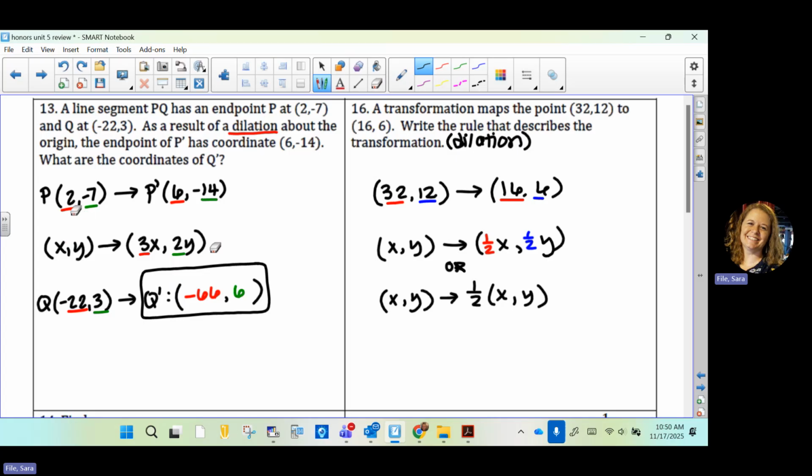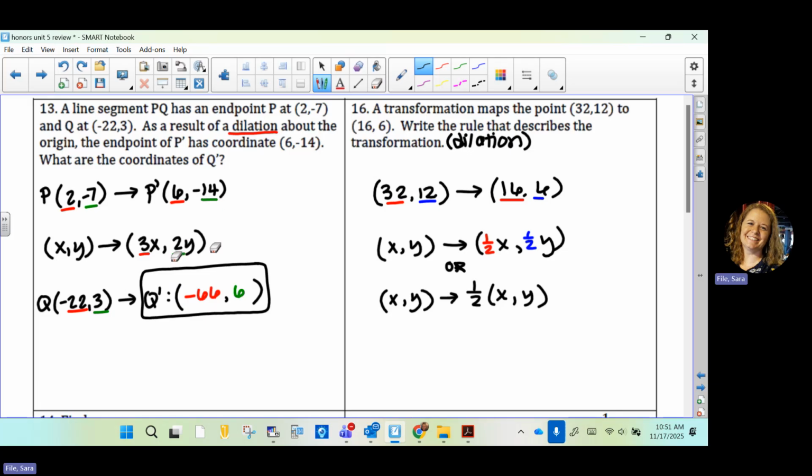So 2, -7 becomes 6, -14. So we look at those X's I underlined in red and the Y's I underlined in green, and I'm asking myself, what's the scale factor? Because that's what a dilation is, right? It's multiplied by a scale factor. So what did 2 get multiplied by to become 6? 3. So the X is being multiplied by 3. What did the Y get multiplied by for -7 to become -14? 2, right? It was doubled.